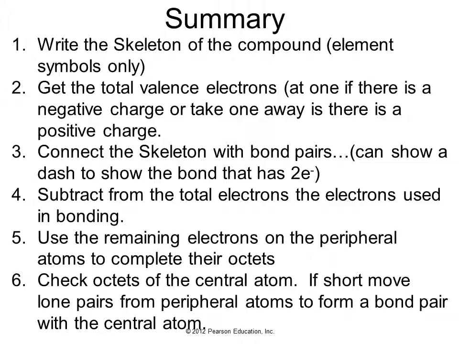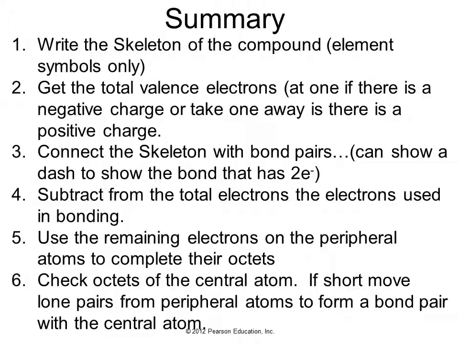So in summary, it is important that we follow a process, and it's easy. You write the skeleton, that's just the symbols only. You get the total valence electrons brought by each atom, and then if there is a negative charge, you add 1 more electron. If there's a positive charge, take 1 of those away. We connect the skeleton with bond pairs. You can show this with a dash if you want. It contains 2 electrons.